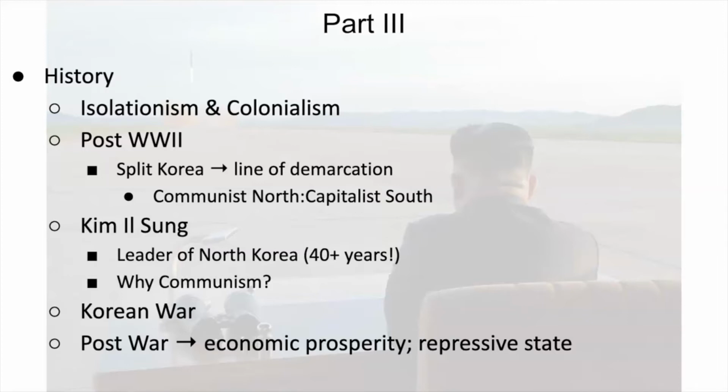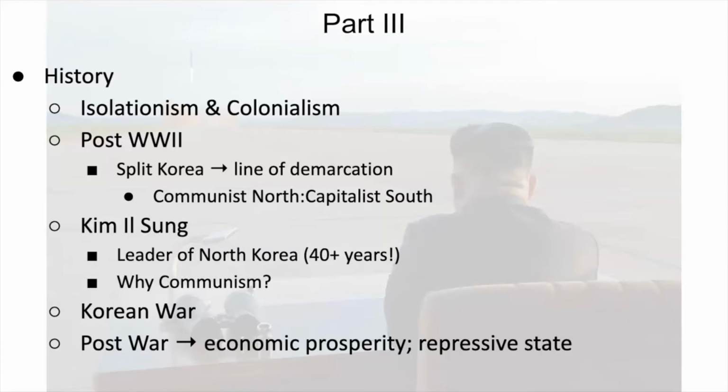Beyond that, what's important to make note of for North Korea in particular is the economic prosperity that takes place after the Korean War. For a couple of decades, North Korea is well off. Despite it being a repressive state where some individual freedoms are lacking, freedom of the press is definitely not there, and there's only one party. So Kim Il-sung is in charge. There's no threat to him losing it.